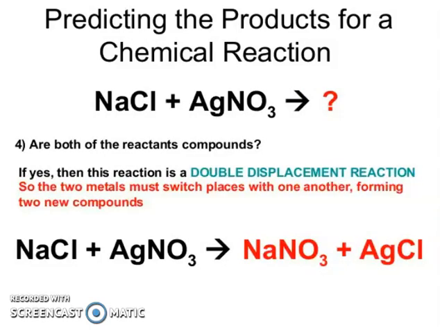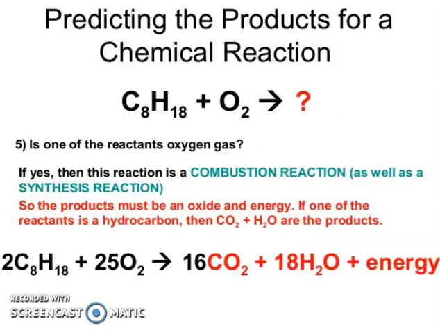Now sodium chloride and silver nitrate: are both the reactants compounds? If yes, then this reaction is a double displacement reaction. So the two metals must switch places with one another, forming two new compounds. Sodium chloride and silver nitrate give sodium nitrate and silver chloride. You can see it predicting the product of chemical reactions.